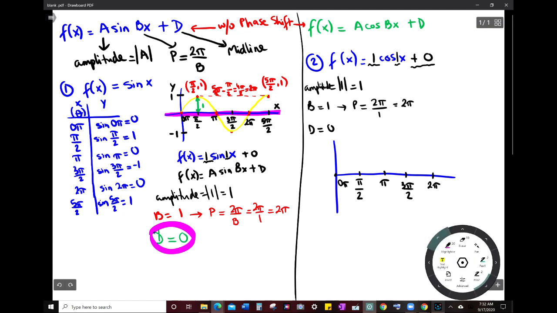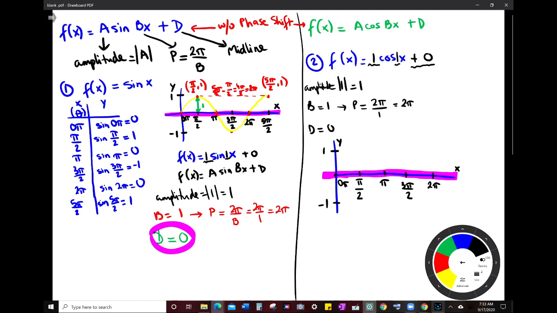And then next we can do the amplitude is 1. Actually, we talk about midline first. So midline is 0. So this is the midline right here. And from the midline, we know the amplitude is 1. So midline is 0. Therefore, amplitude will be up 1 and down 1. So this is the y-axis, this is the x-axis. Alright, and then next we can, really quick, do the table with just the first few points to make sure we grab it right.